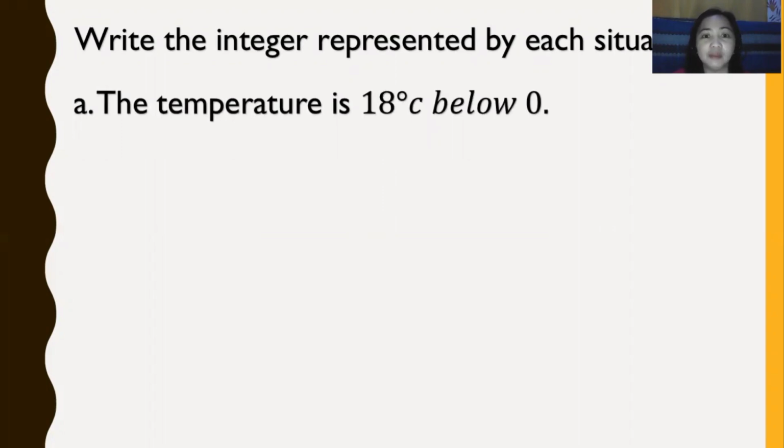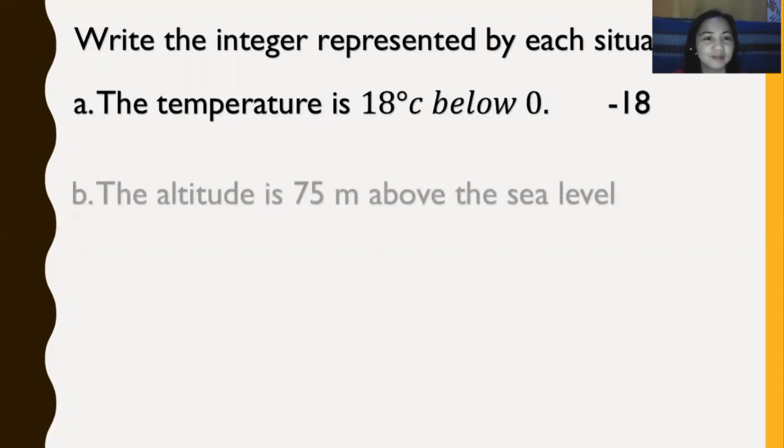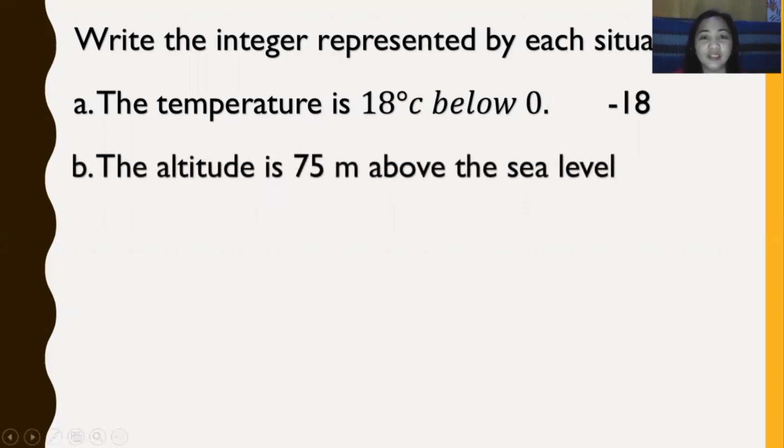So, example, we have the temperature is 18 degrees Celsius below zero. So the word below can be represented by negative numbers. So that is negative 18. The altitude is 75 meters above the sea level. So we have the word above. So above can be represented by positive number, and that is positive 75.